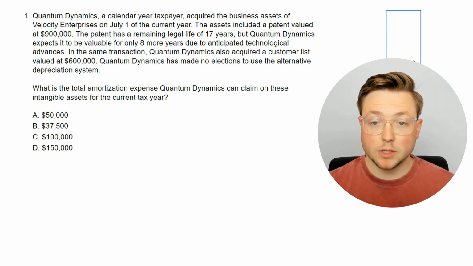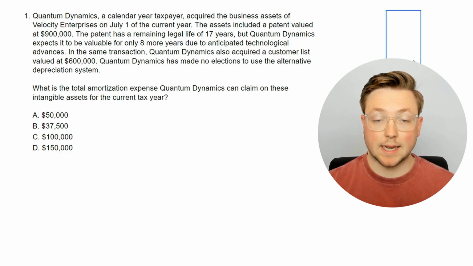In the same transaction, Quantum Dynamics also acquired a customer list valued at $600,000. Quantum Dynamics has made no elections to use the alternative depreciation system. What is the total amortization expense Quantum Dynamics can claim on these intangible assets for the current tax year?